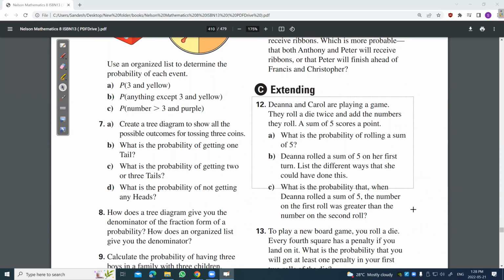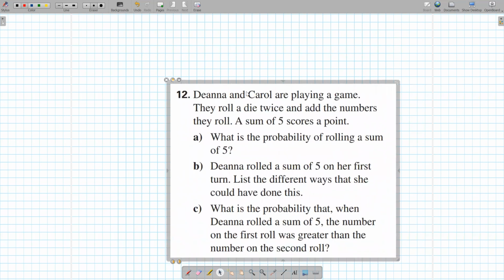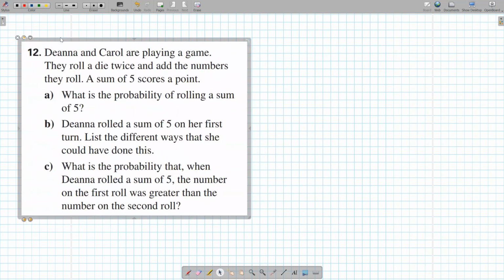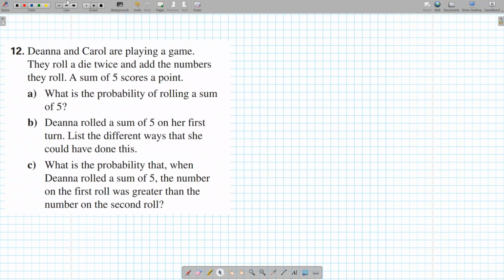Let's try this one. Deanna and Carol are playing a game. They roll a die twice. Die is just the singular form of dice. And add the numbers they roll. A sum of 5 scores a point. So they're rolling 2 dice. You can say this is dice 1, and this is dice 2, okay?